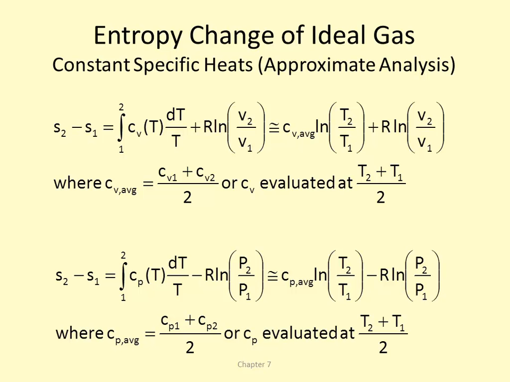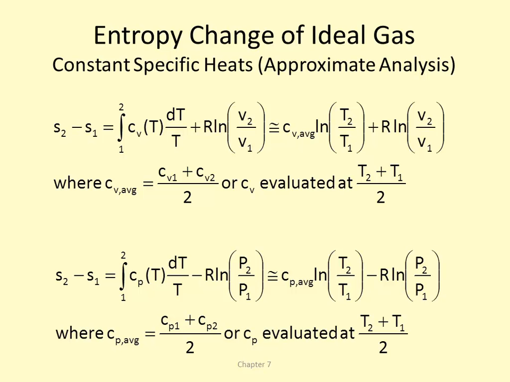We can make some simplifications. So using these equations, plugging them into the functional relationship for entropy, we can come up with the entropy change for an ideal gas. It's important to remember that this can only be used if you have an ideal gas with constant specific heat. So this is the approximate analysis, meaning that you're making some assumptions that allow you to use this equation, the foremost being that it's constant specific heat.